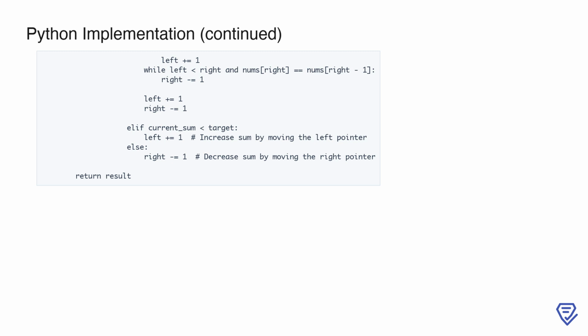Once all possible quadruplets have been evaluated, the method returns the result list containing all unique quadruplets that sum up to the target value. This implementation ensures efficiency by leveraging sorting, duplicate checks, and the two-pointer approach to minimize unnecessary computations.